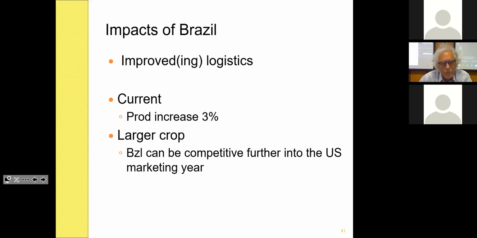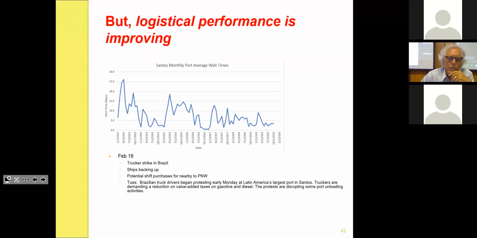And with the increased production, that means they can be competitive into June, July, August, whereas before they were only competitive into April, May. So one of the key parameters there is waiting times at port. And we're studying this a lot right now. Back in 2013, the average waiting time for a vessel in port was 15 to 20 days. Now, $10,000 or $20,000 a day for 15 or 20 days, that's a lot of money. But you'll see how, on average, that's declined now to less than 4.